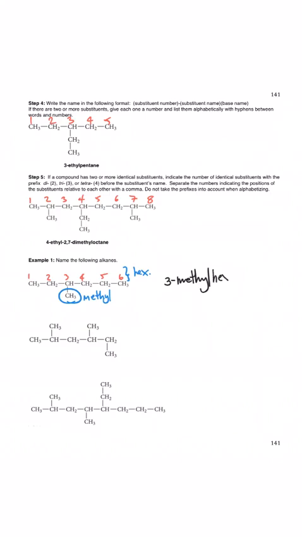So it would be hex, and this is a hydrocarbon alkane, so it's going to end with "ane." So it would be 3-methylhexane. Okay, so let's do the second one.